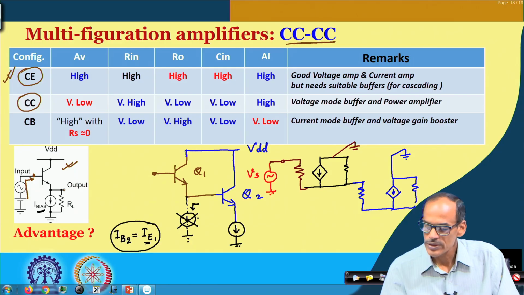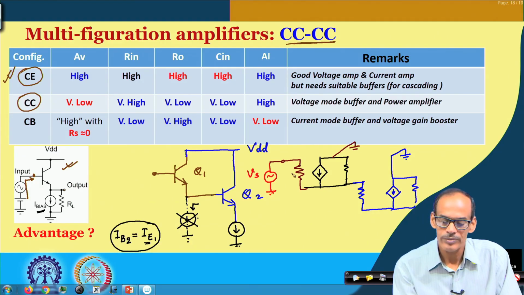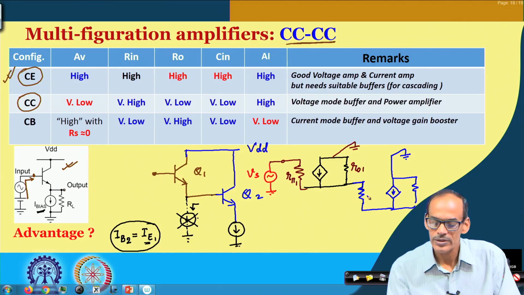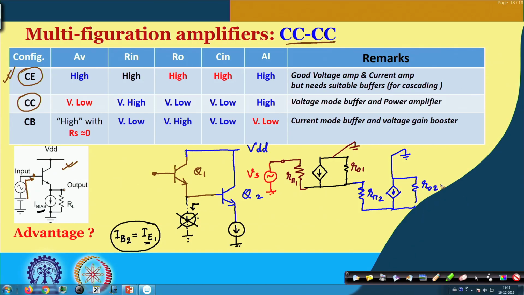Now, if you see the different parameters of the individual transistors, we have r pi 1, and then we have r o 1. Likewise, for the second transistor, we have r pi 2 and then r o 2, and this is the output node. So, the primary output port is given here.